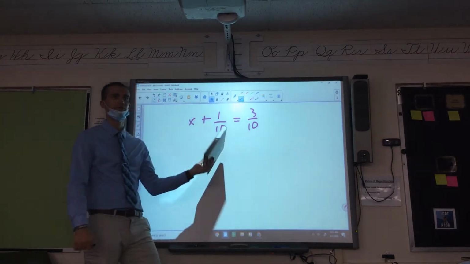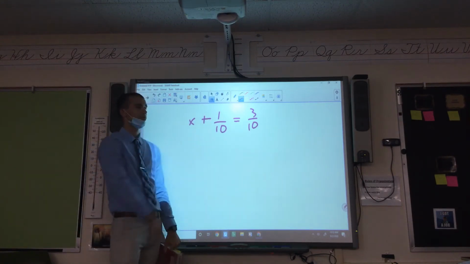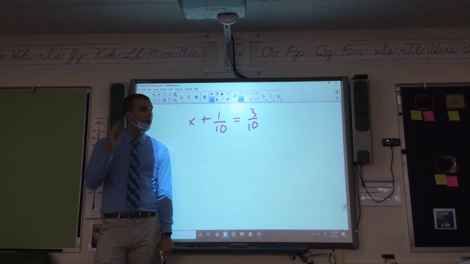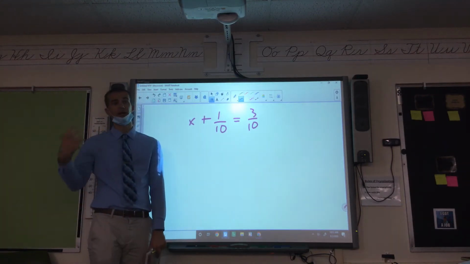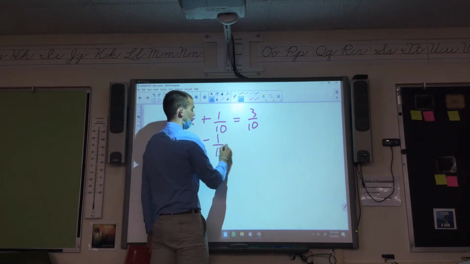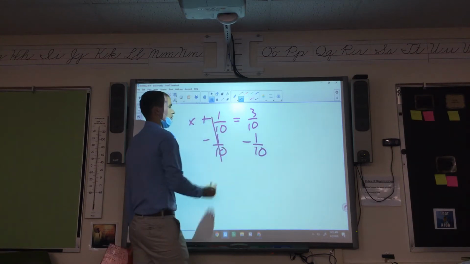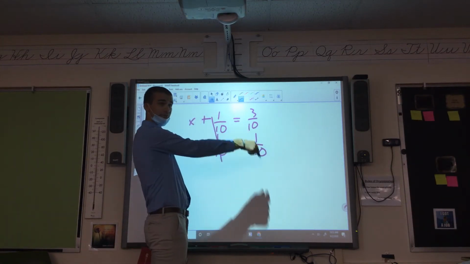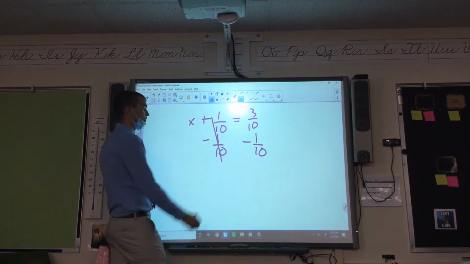What's being done to x here? Carlos? What's being done to x here? Adding 1/10. So what's the opposite? Subtract 1/10. Whatever you do to one side, you do to the other. Look, they even have a common denominator. That's the bottom number in case you forgot. They have a common denominator, so we don't need to do any adjusting.